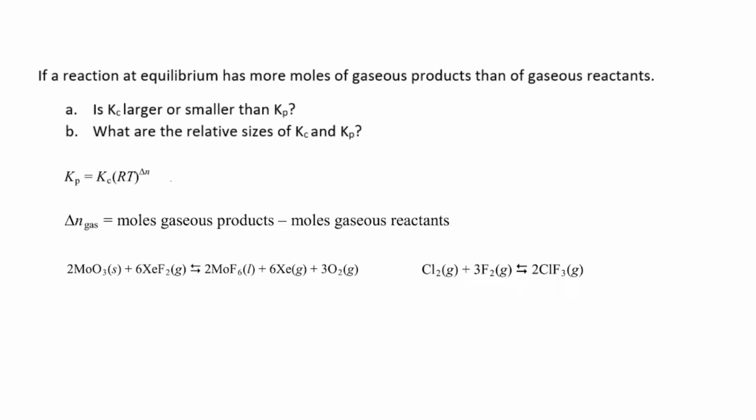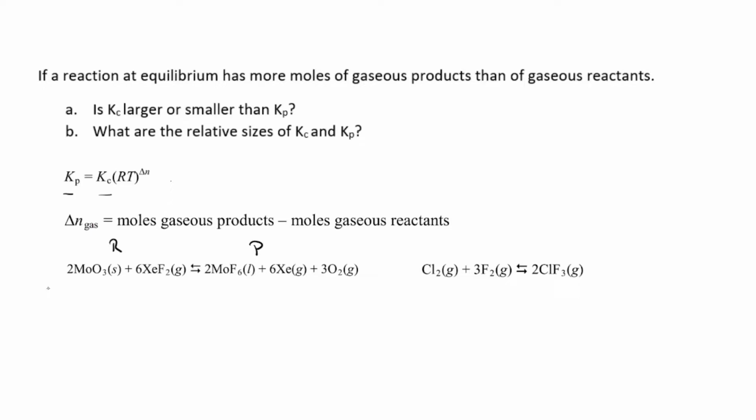So this is coming back to the equation that you can use to convert Kp and Kc. We're going to use these examples at the bottom to try and figure this out. First thing I like to do is look at the equation and determine which side is the reactant side and which side is the product side. So this is the reactant side and this is the product side.